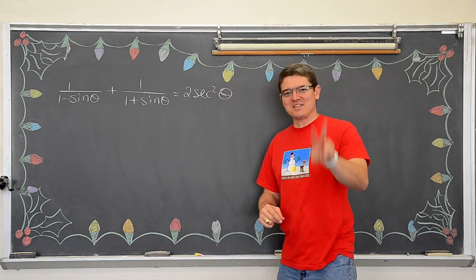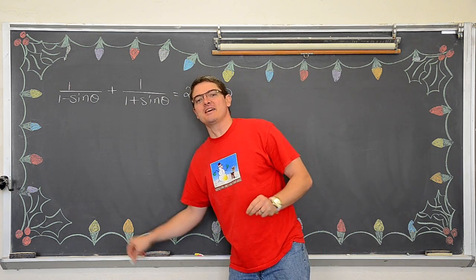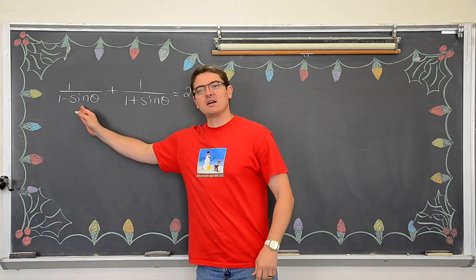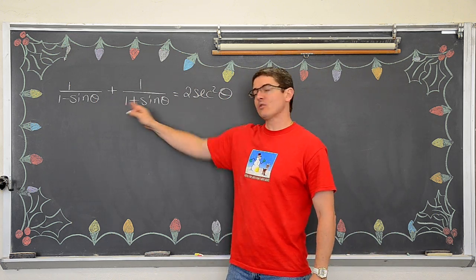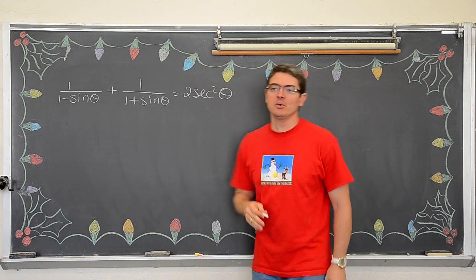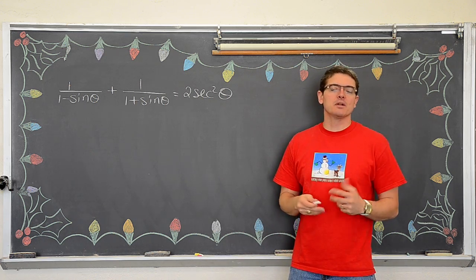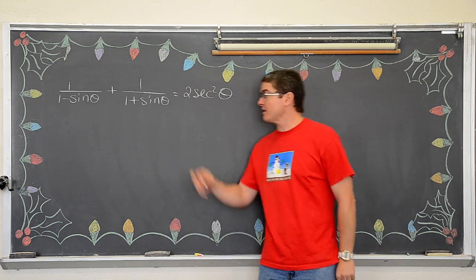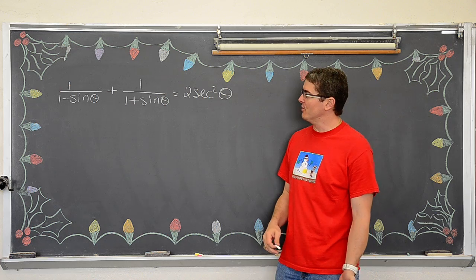Bam, Mr. True. Let's do two more examples of verifying identities. Okay, so we have 1 over 1 minus sine theta plus 1 over 1 plus sine theta equals secant theta. Don't forget, we want to simplify, and clearly the left-hand side of this identity is much more complicated than the right. So let's see what we can do.